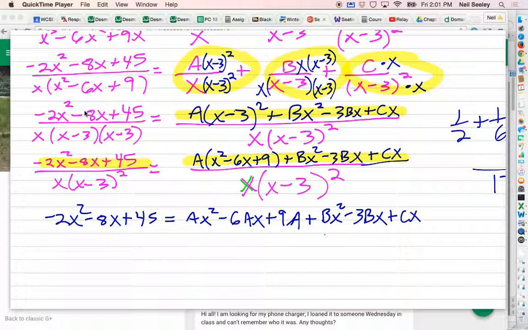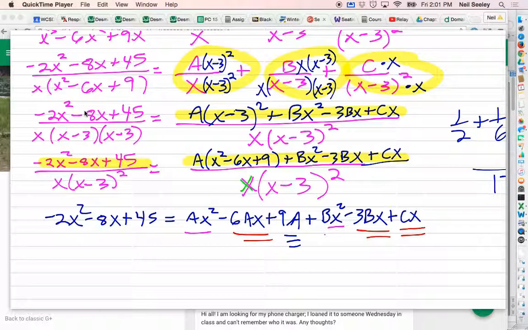I need to find x squareds. I need to find x's. Everything with an x. There's 3 of them: 6ax, negative 6x, negative 3bx, cx. Okay, how about all the constants? Just one of them. So keep an eye out for those like terms.